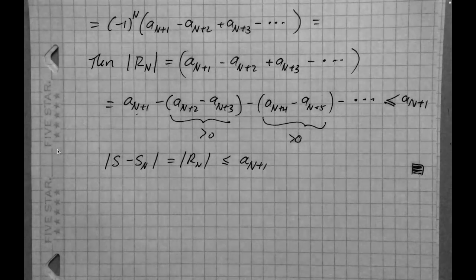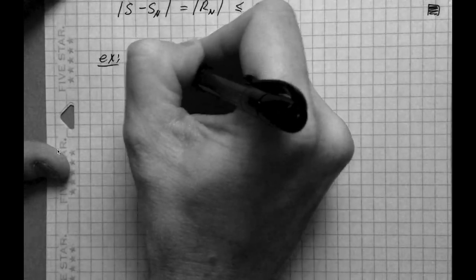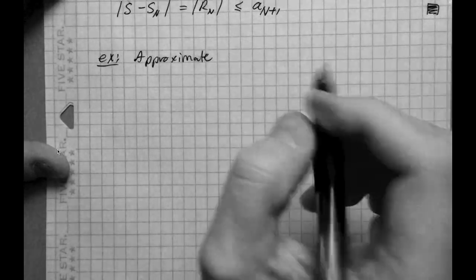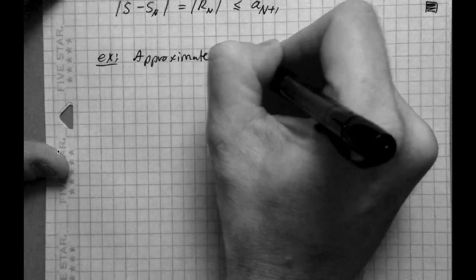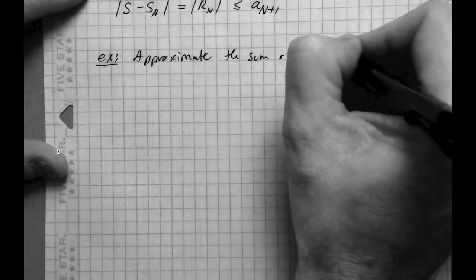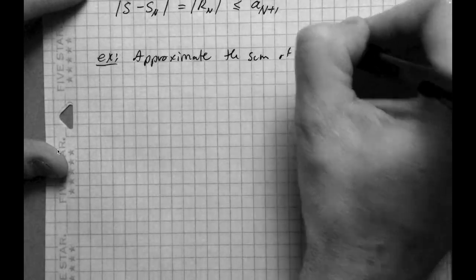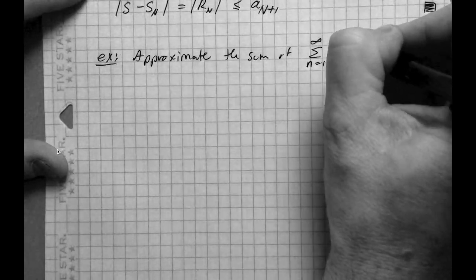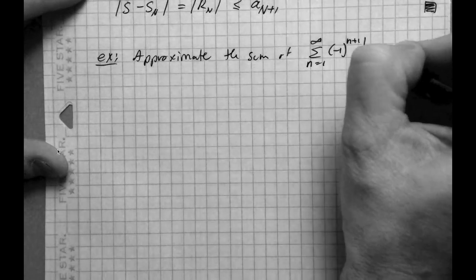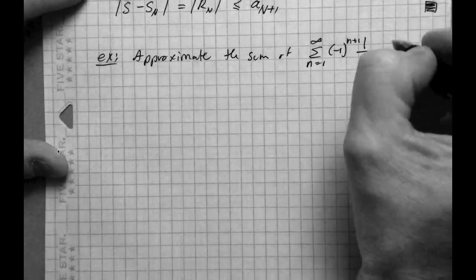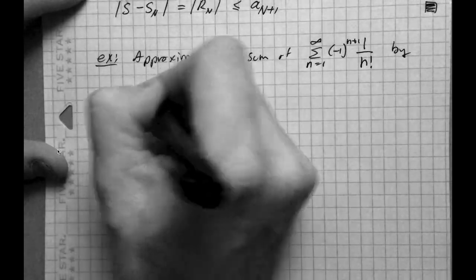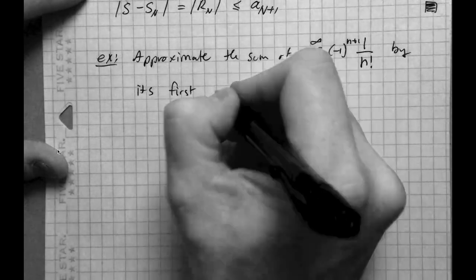Okay, let's use this to approximate a remainder. So let's do an example, basically. Let's approximate the sum of n equals 1 to infinity of negative 1 to the n plus 1 times 1 over n factorial. Let's approximate this by its first 6 terms.